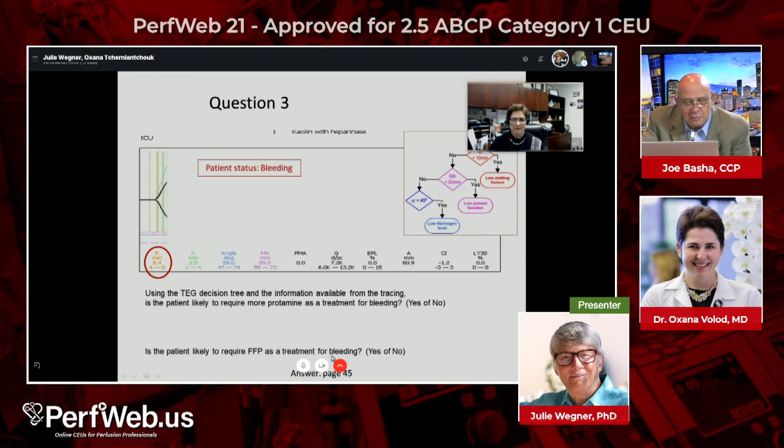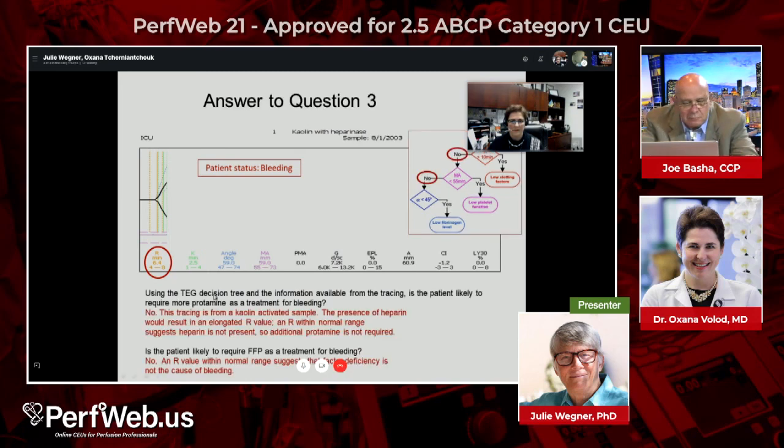Is the patient likely to require FFP as a treatment for bleeding? Oh, I don't know. Let's see if somebody else answers that. The R value, the MA. So we only see the first part here. So yes, I'm going to say yes. Okay. What's R? Somebody's asking. R is 6.4. Yep, 6.4, Meerkat. Let me type it in. 6.4. And the answer on FFP is no. Yep, that's correct. No FFP.